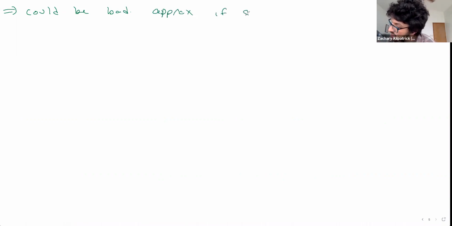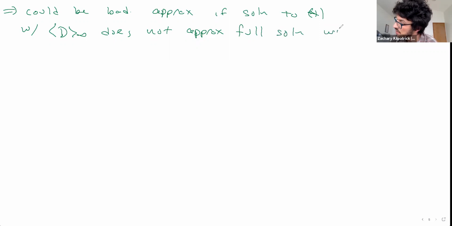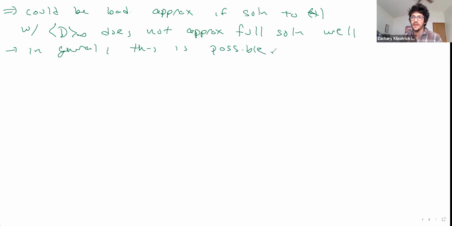So if we tried this, this could be a bad approximation, of course, if the solution to star with D infinity does not approximate the full solution well. And in general, this is possible, okay? Now, I'm not going to say that that approach is always bad.